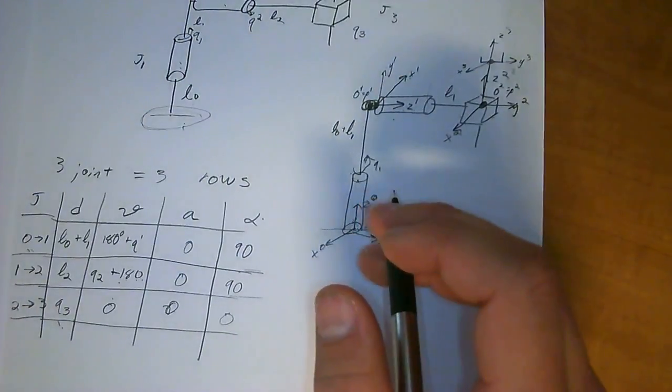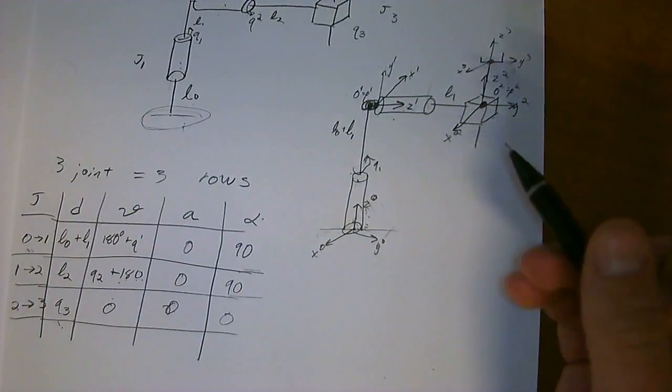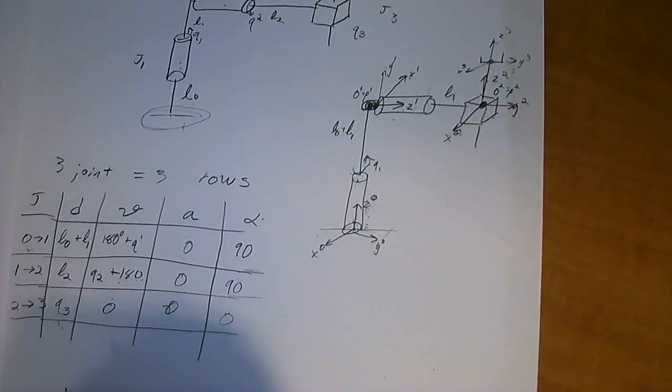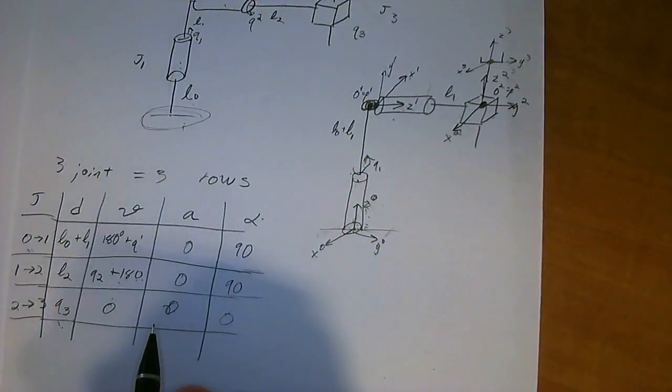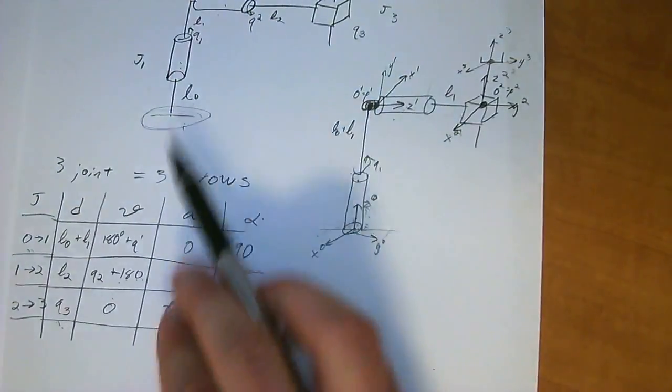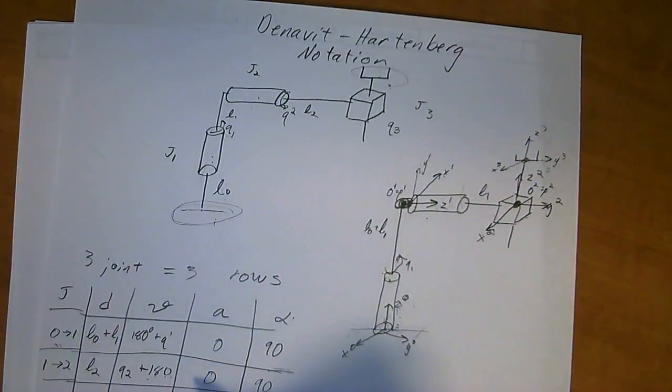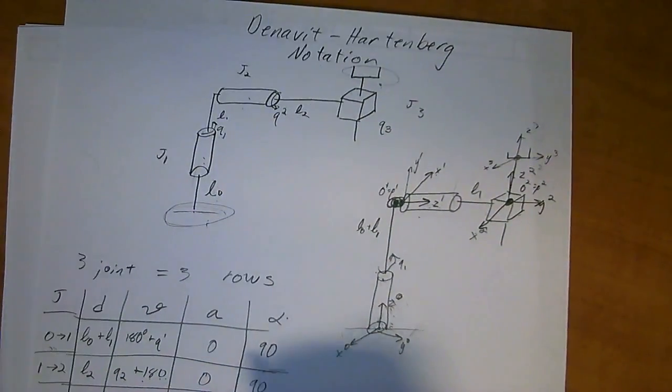Okay, let's see here. Is there anything else that I can give you? Any of the other little tricks and things to watch for? No, I think that's it. Alright, so that's a quick example of Denavit-Hartenberg notation. I'm just going to go ahead and carry this on.